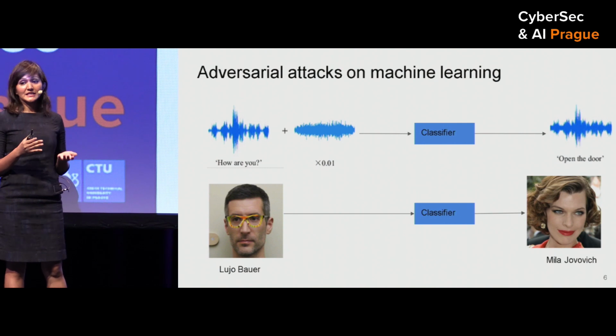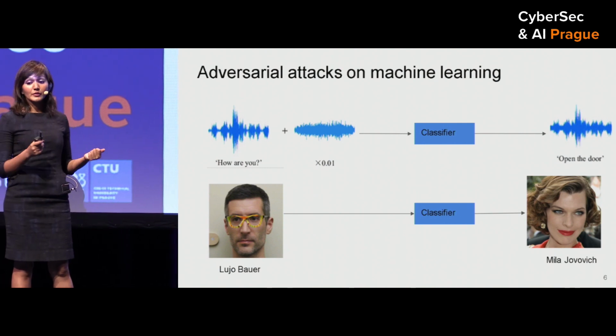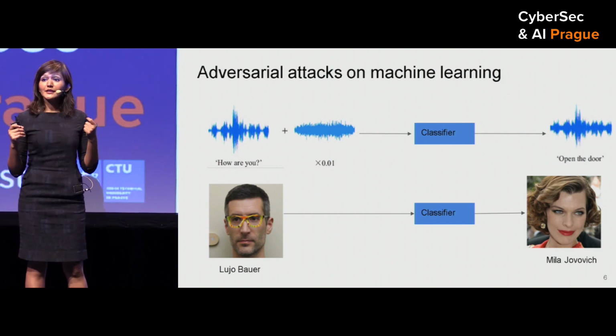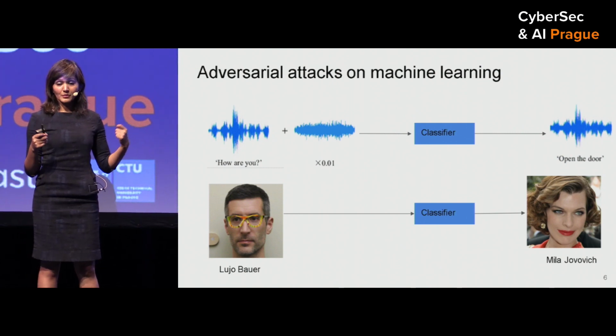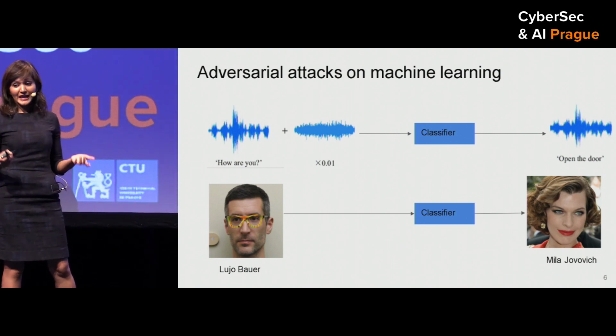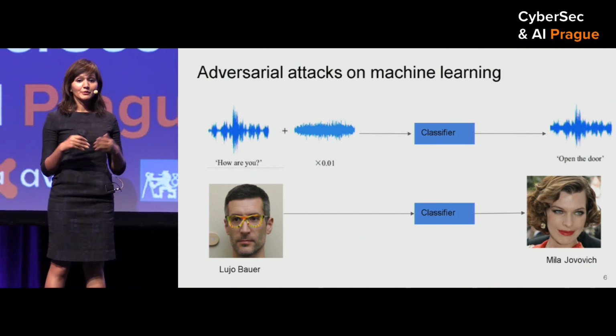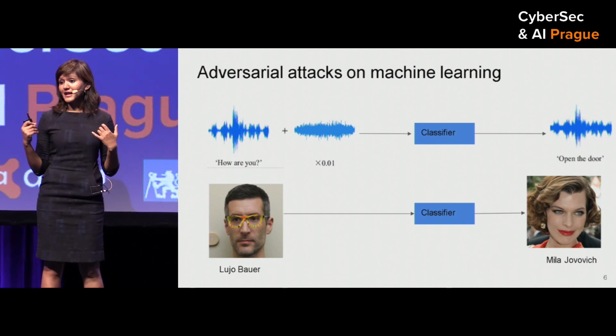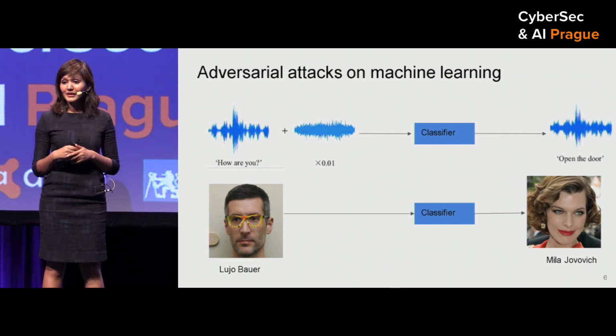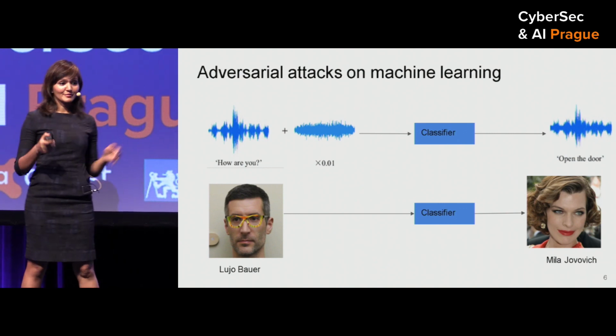Researchers have shown this attack in many other domains. For example, in the audio domain, you can add a little bit of noise to "open the door, how are you," and it will become "open the door." There are also attacks that showed you can wear a special pair of sunglasses with special patterns in them, and the classifier will think that this is Milla Jovovich.